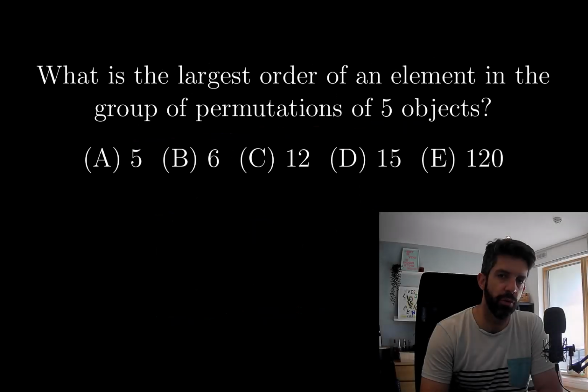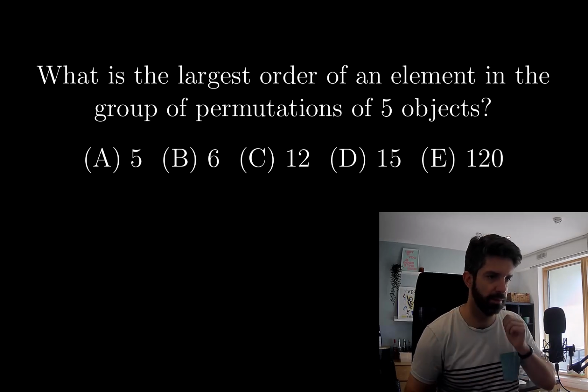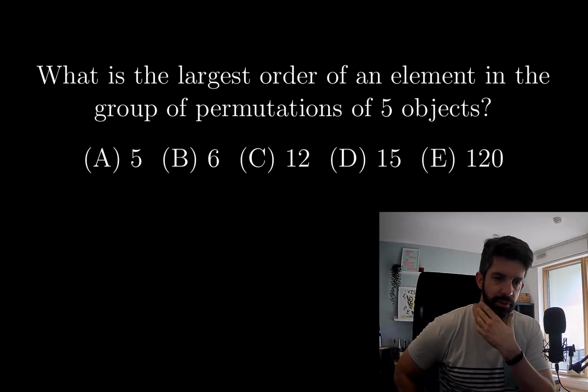What is the largest order of an element in the group of permutations of 5 objects? So my instinct here is that the answer is 5. And that is one of the answers given.